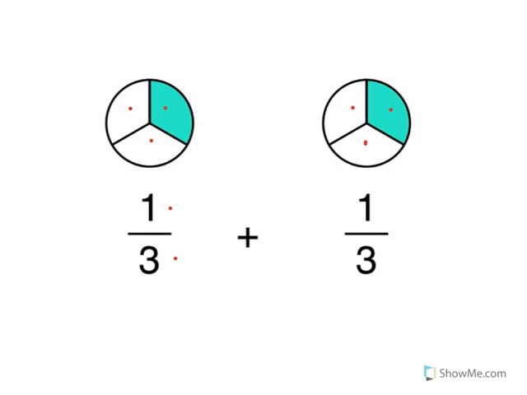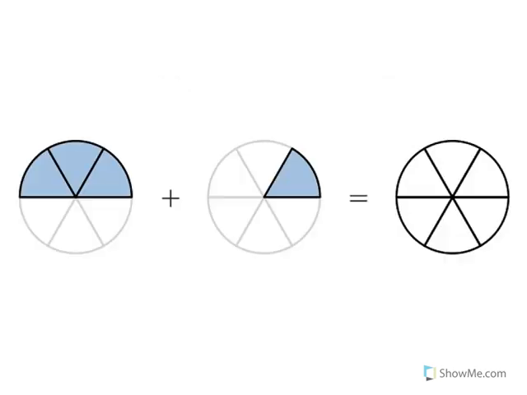So this leaves me with 1/3 plus 1/3. Now when you are adding or subtracting a fraction, the denominator will always stay the same. So I'm going to go ahead and write my denominator, which I know is 3. The numerator is the part that would change, so that would be 1 plus 1, which equals 2. So 1/3 plus 1/3 equals 2/3.